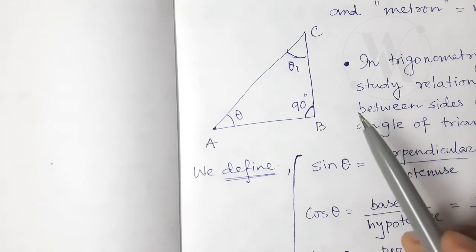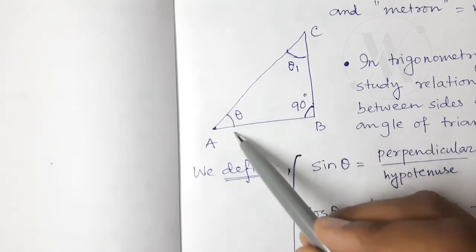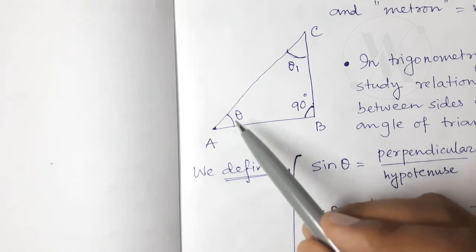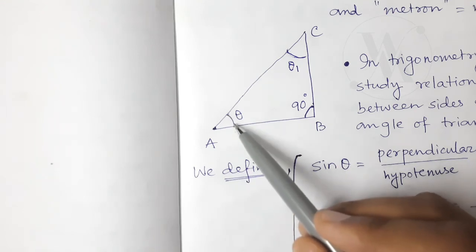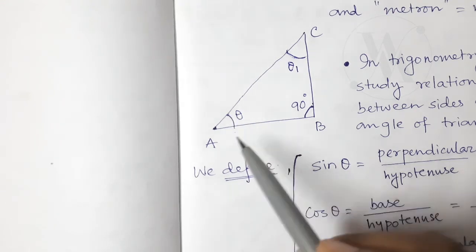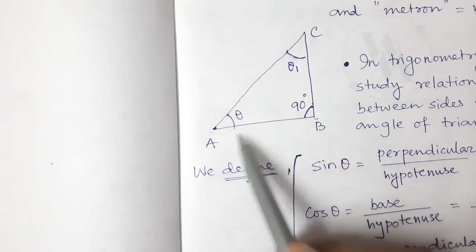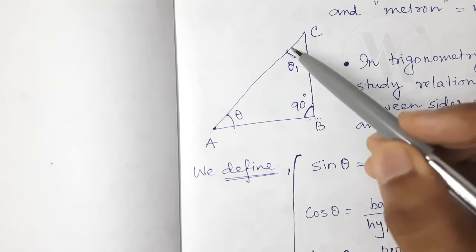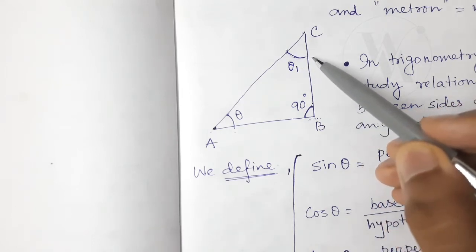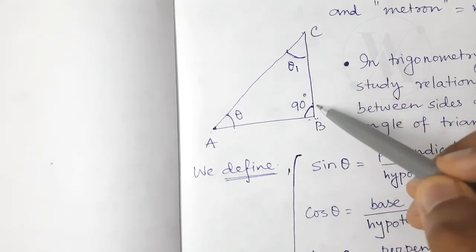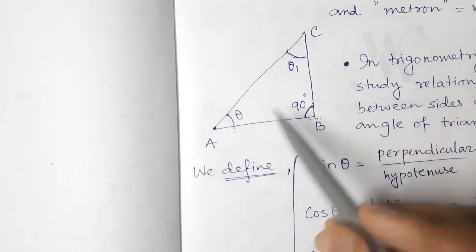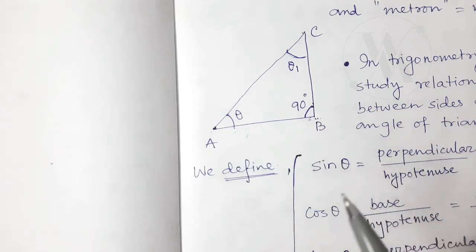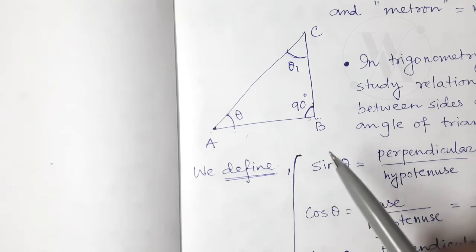So always remember, whichever angle you are taking, base will be the adjacent side of that angle. If you are taking this theta, this is the adjacent side, so this will be the base, and the opposite side will be the perpendicular. If you take this angle theta 1, this is the adjacent side, this will be the base, and the opposite side is the perpendicular. Always remember this, this is a very important point.